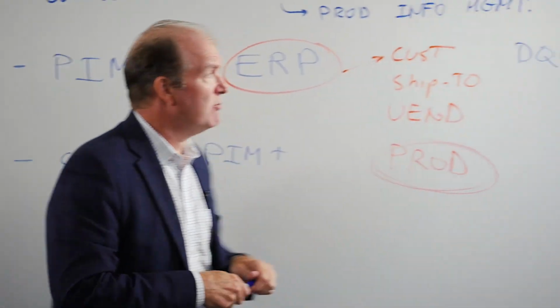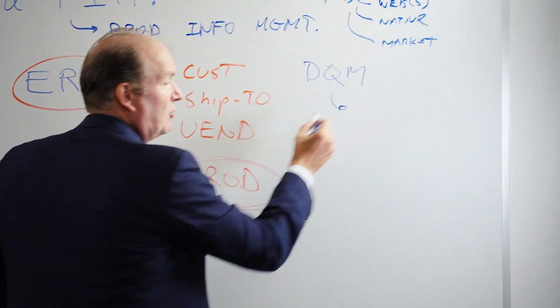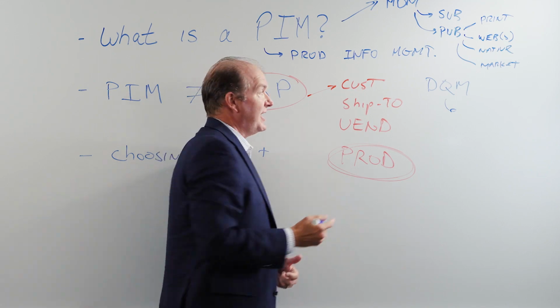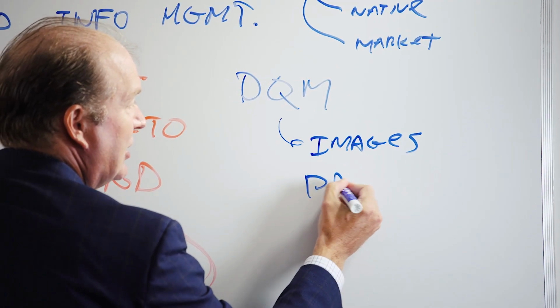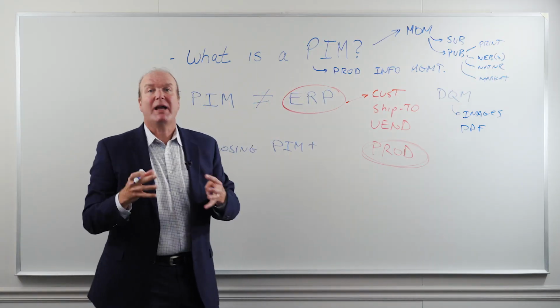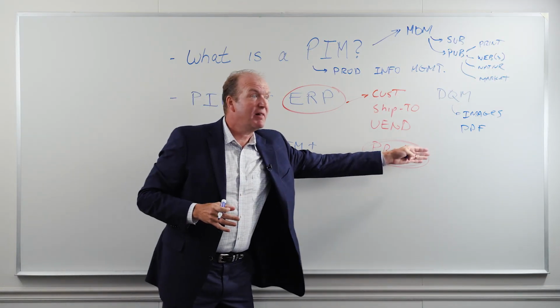Data quality management is more than just data normalization. It's also where you would do digital asset aggregation. Think of your images, think of your PDFs. It's where you would aggregate all of your digital assets. It would also be where you would cleanse your data.